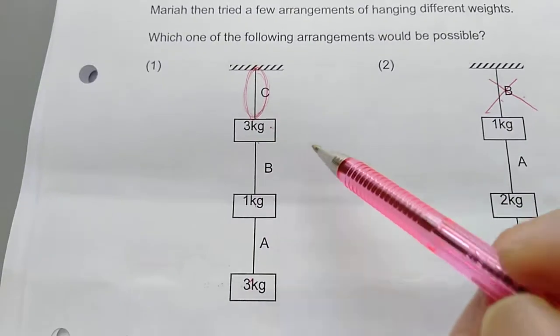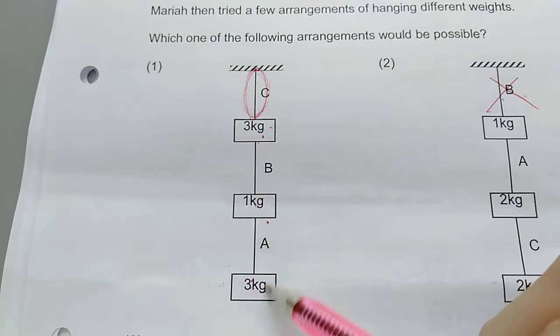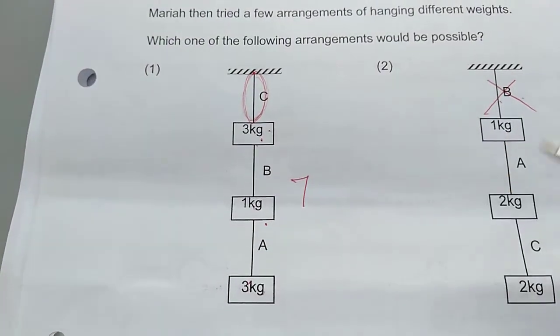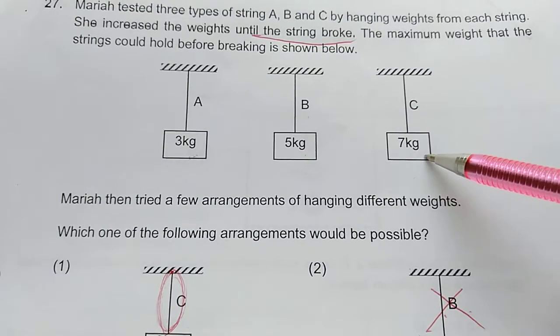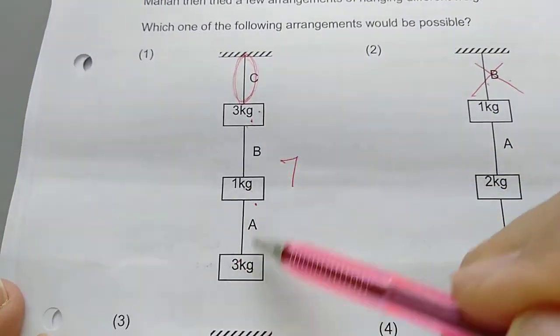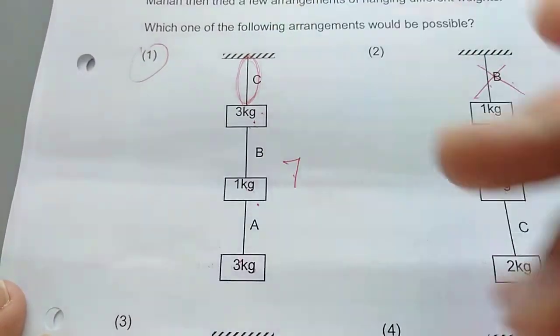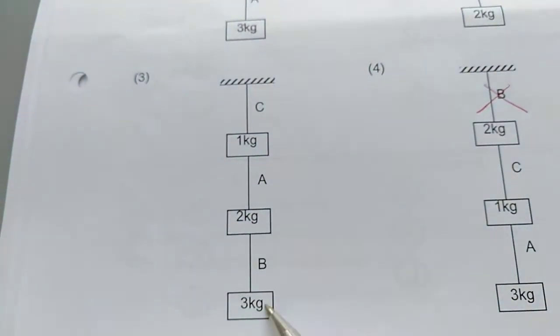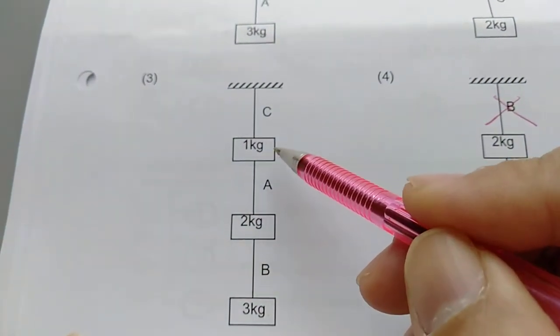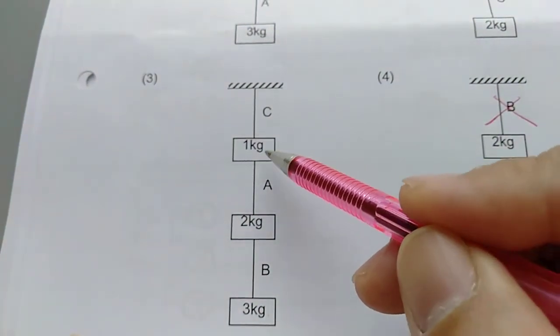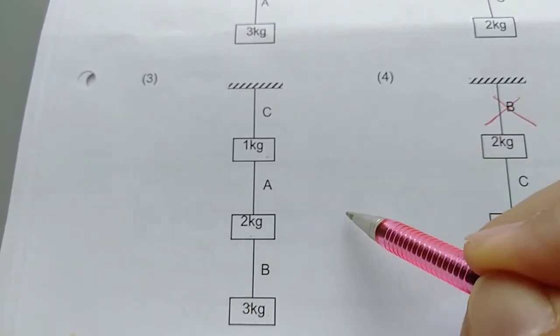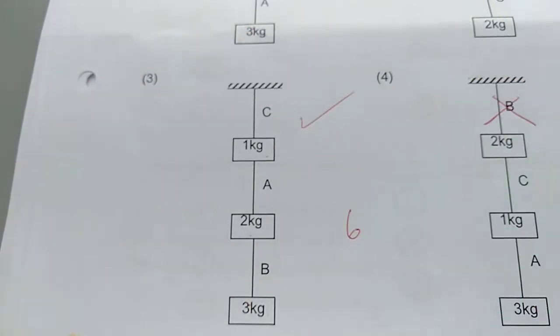Now let's see, if I total this up, 3 plus 1 plus 3 is 7. Just nice. C can handle 7 kg. The total here is 7 kg. 1 is the answer. What if you chose this? If you chose this, what happens is, well, let's check. 1 plus 2 plus 3 is fine. It's 6 kg. Yes, it can handle.